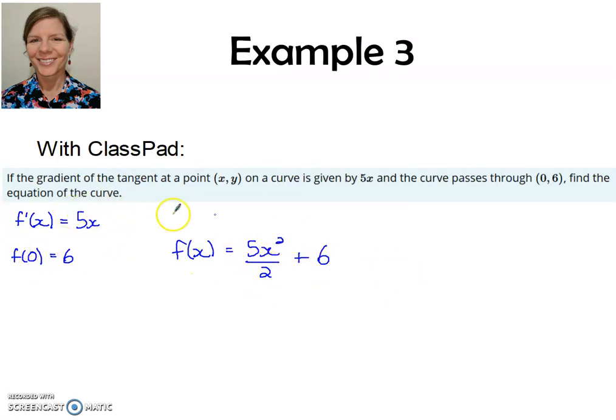Okay, you can check that by substituting that point in. You can check the differentiating by pulling that down. You get 10x divided by 2 gives you 5x, which is what you had there. So it's all good.